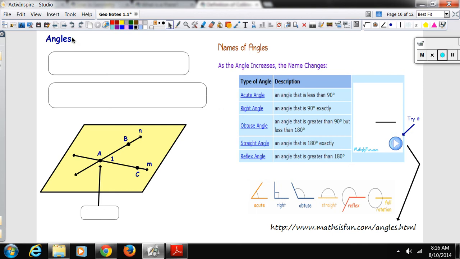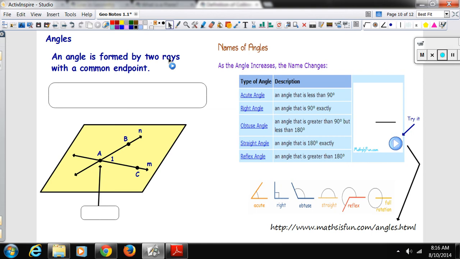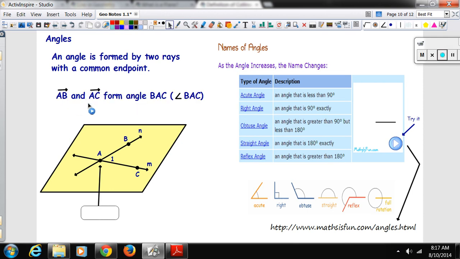Now for angles, the last couple of slides here on angles. An angle is formed by 2 rays. It has a common endpoint. So if you go from A and you're going this direction towards B, that'll be ray N. If you start at A and go this direction towards C, that's going to be ray M. Angle 1 is what was made by those 2 rays. Okay, so ray AB and ray AC form angle BAC, and we would use this notation, angle BAC.